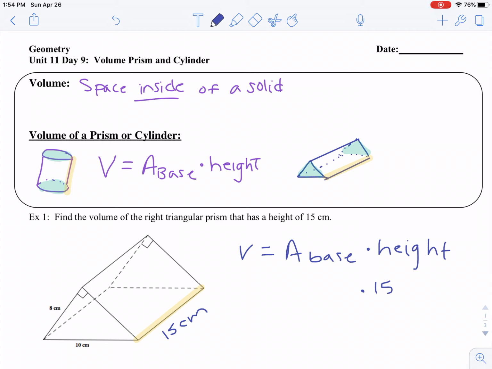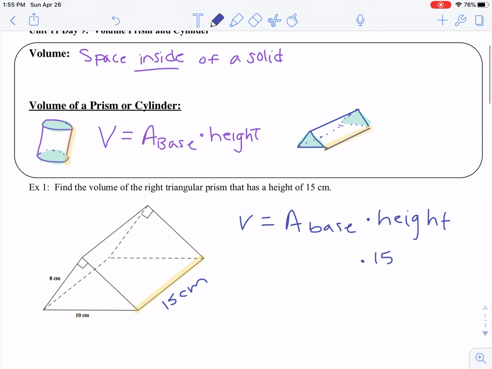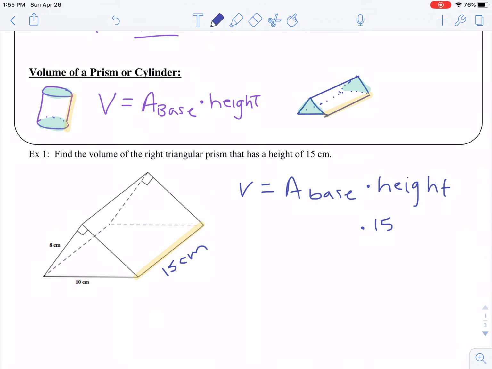Okay, so if I were to find the area of the base, I have to identify what shape I am finding the area of. Is it that triangle or that rectangle? What shape is it that we're looking for the area of? And that base is a triangle. It's a right triangle we see here.